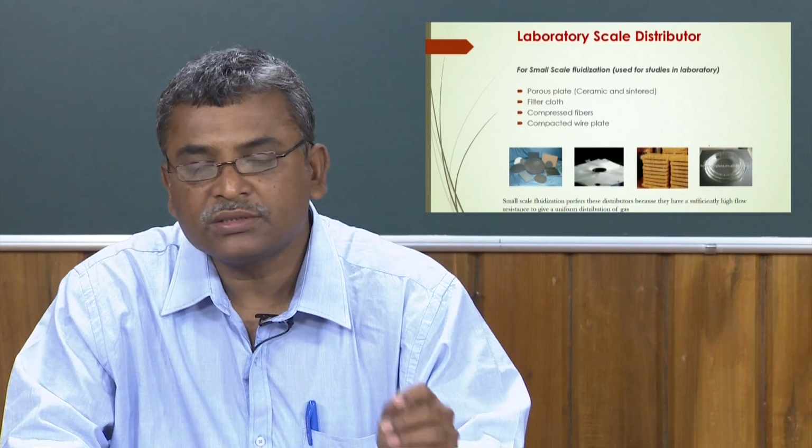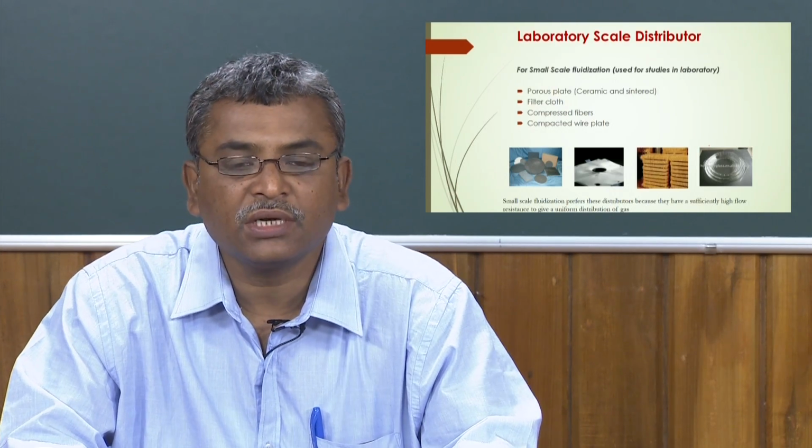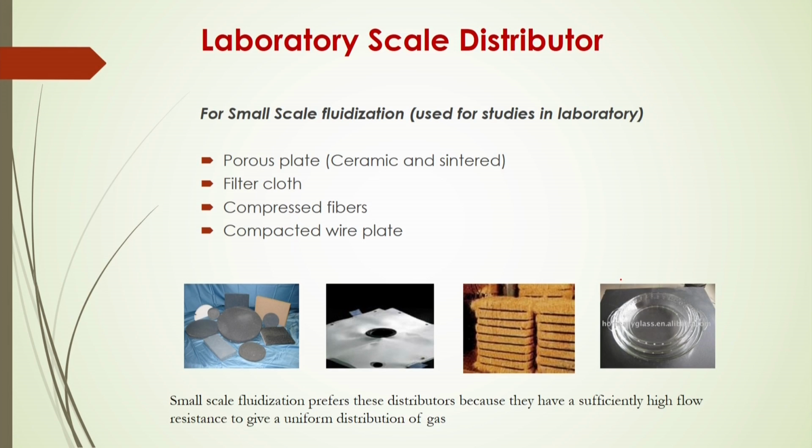Now, you will see there are several different types of distributor through which gas is distributed inside the fluidized bed, as it is the first phase of bubbles, for a bubbling fluidized bed, or where gas is distributed in a particulate bed also. So, gas distribution is the main important factor for fluidizing. Now, we will see there are two types of gas distributor: one is the laboratory scale distributor and the other is the industrial scale distributor.